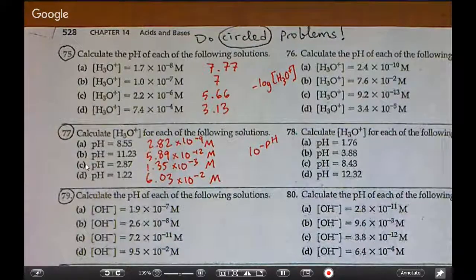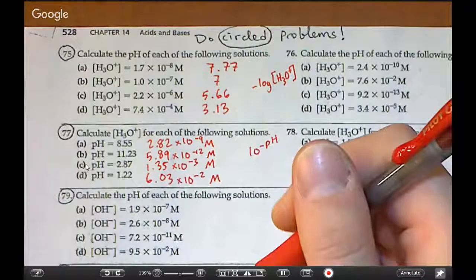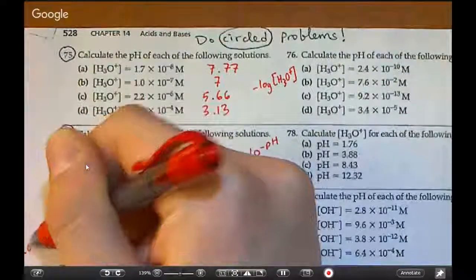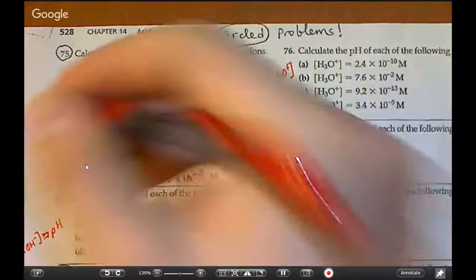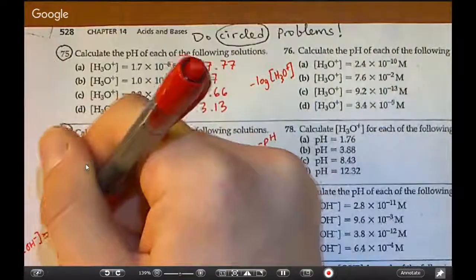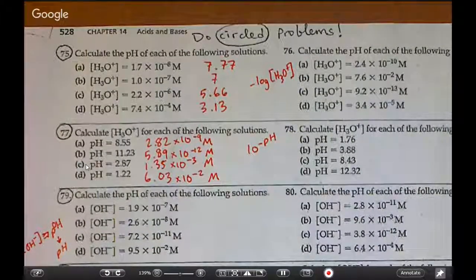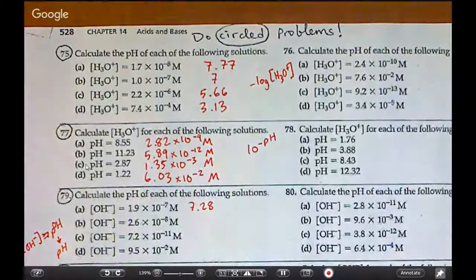Okay. So 79, calculate pH when you're given hydroxide. So I think what we're going to end up doing is hydroxide to pH, or I'm sorry, pOH, and then to pH. So negative log of that value, pH of 7.28.